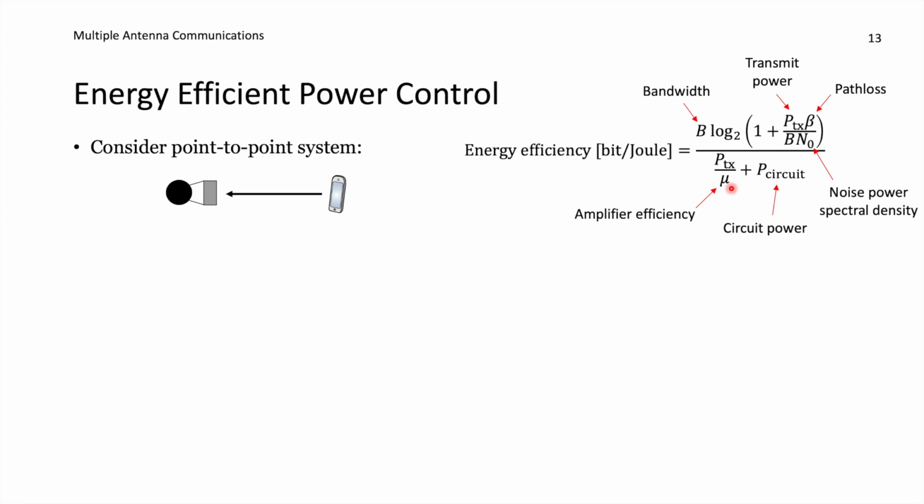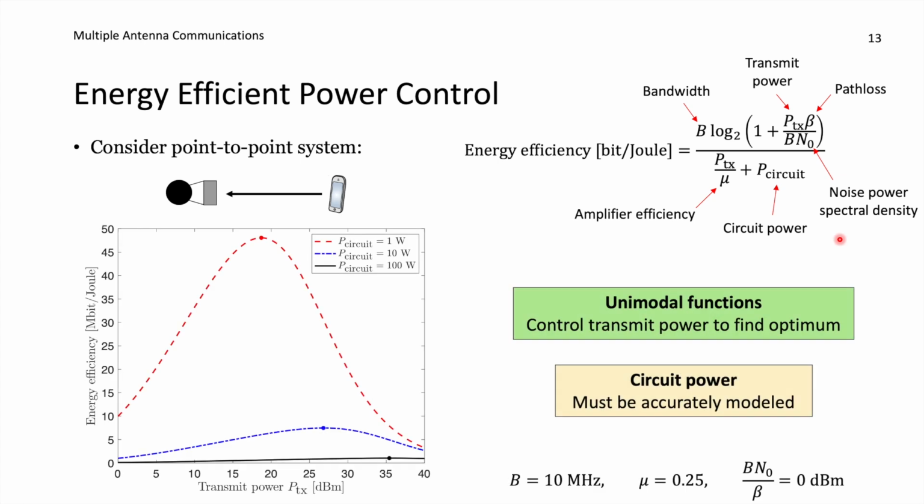In addition to that, there are many other components that are consuming energy. I call it here P circuit, or circuit power, and this could be all of the base station's digital baseband processing or the analog processing and filters and everything that is needed in the baseband unit and in the radio unit. To give you a sense of how the energy efficiency is behaving, we will now fix all the parameters except the transmit power and the circuit power.